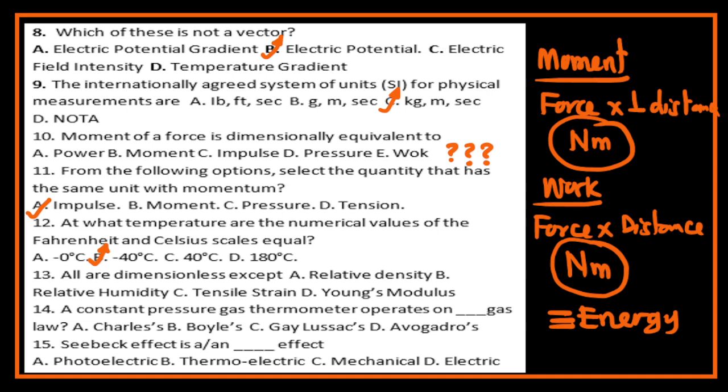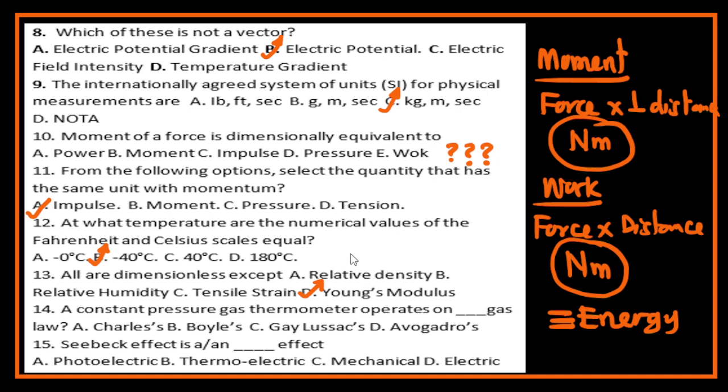Question 13 says, all are dimensionless except, who can answer question 13? We have relative density, relative humidity, tensile strain, and Young's modulus. Which one do you think is not dimensionless here? Look at it. Which one is not dimensionless there? Anybody? That's correct. Young's modulus is correct. So the rest are dimensionless.